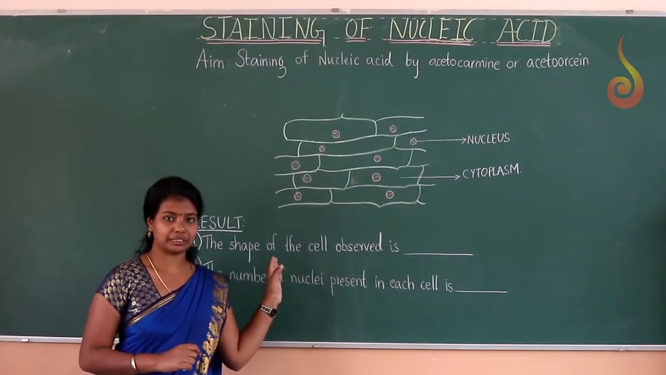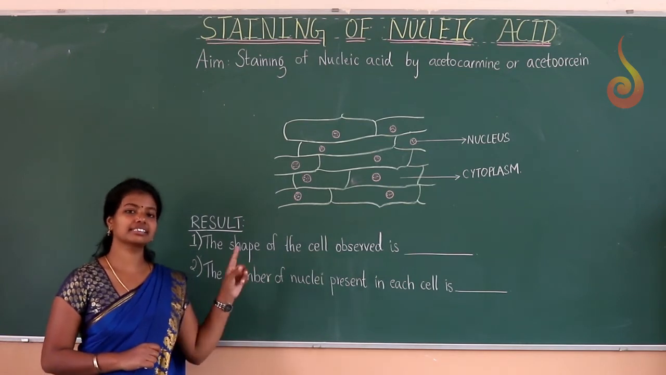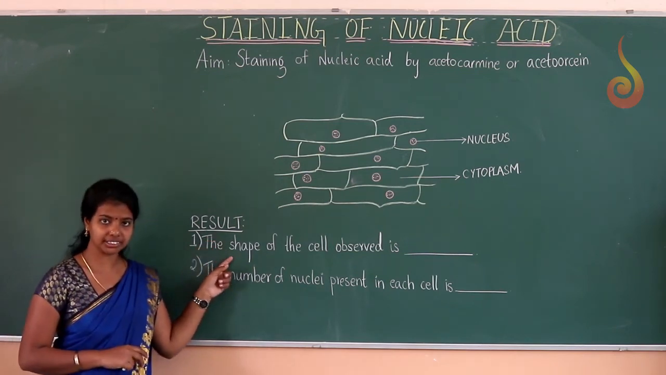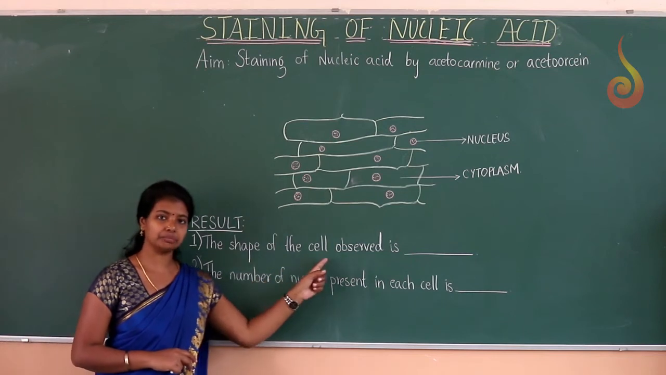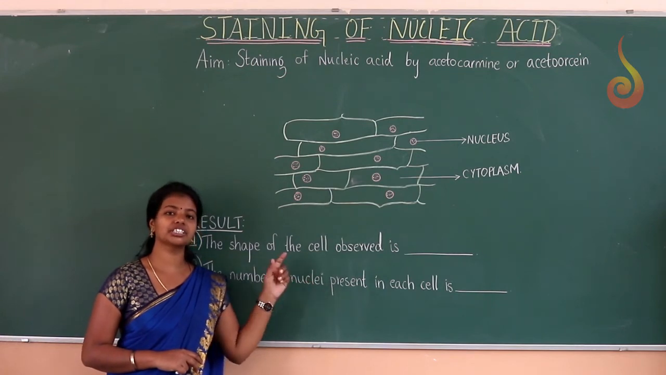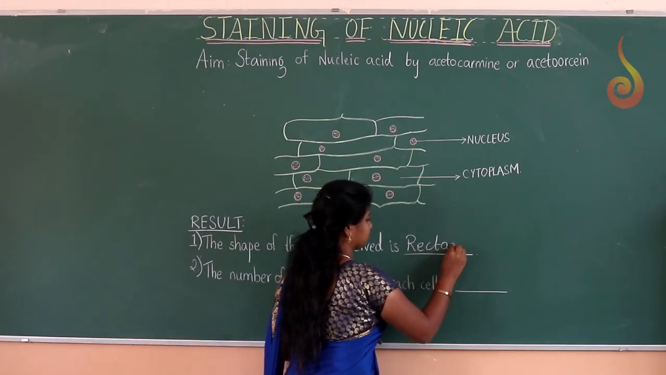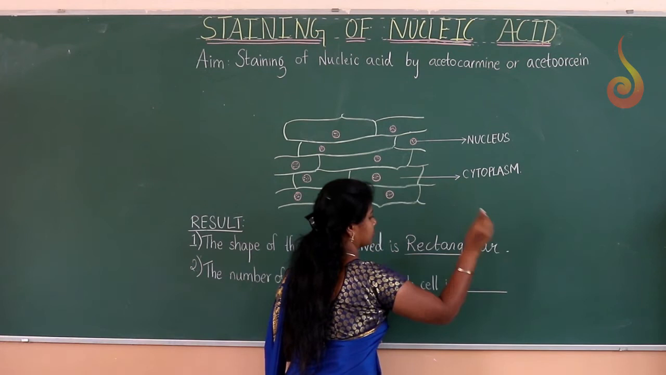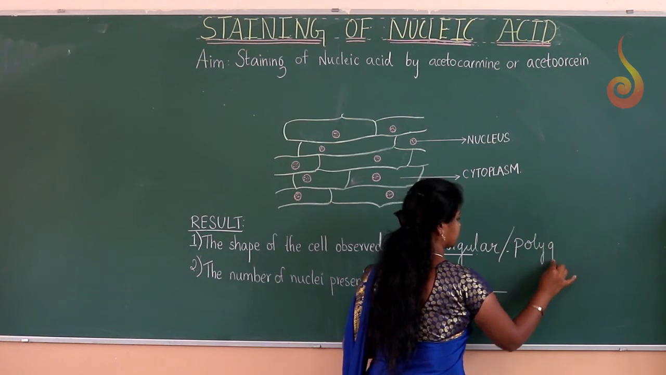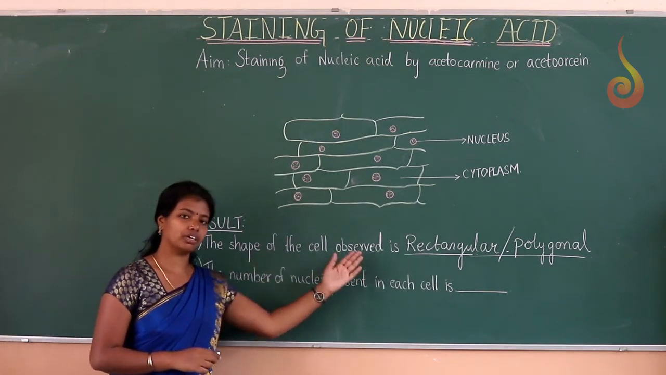Now coming to the end of the experiment, as I told earlier, the preparation of the slide carries 3 marks and the result carries 2 marks. While you write the result, you have to report 2 important observations. The first is the shape of the cell observed. As we have taken the epidermal peel, you all know that the shape of the epidermal cell is rectangular. Or you can also write it as polygonal in shape.